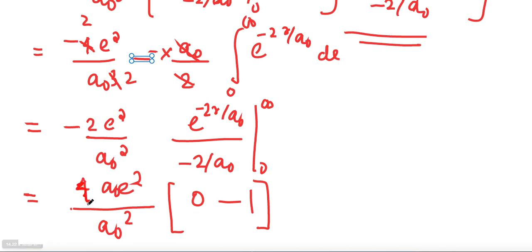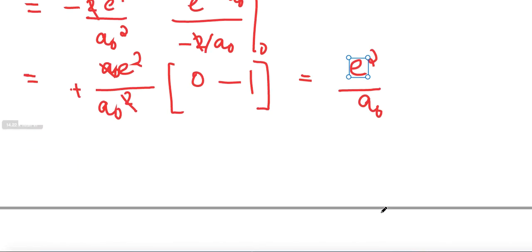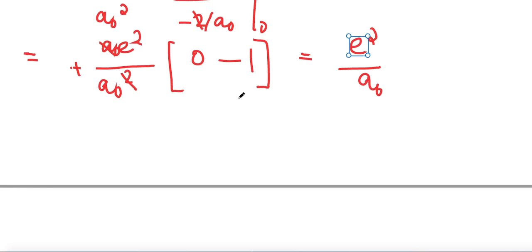Sorry, I made a mistake here. This 2 and this 2 become cancelled, so there is no 4 here. What is remaining: minus will get cancelled, so it becomes plus, and this a0 and a0 square will get cancelled. What is remaining is e square by a0. This is the expectation value of potential energy of the ground state.